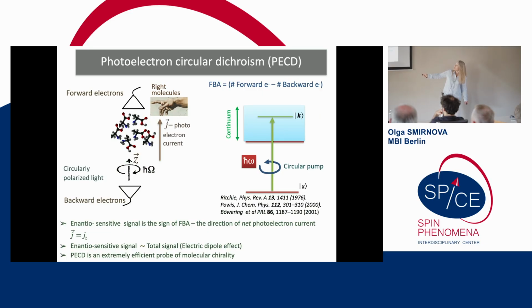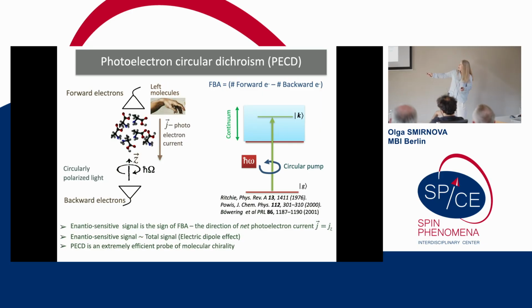one in the backward direction, one in the forward, what you'll discover is that more electrons will go forward than backward if you have right molecules. But more electrons will go backward than forward if you have left molecules, which means there is a net current. This net current is enantiosensitive, and on top of it, it's really, really strong. The strongest measured was about 40% of the total signal. In calculations, you can get a lot more. And it's strong because it's an electric dipole effect. Now, it's an efficient probe, and that's why it's extremely interesting.